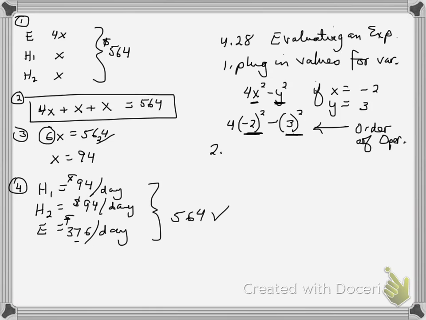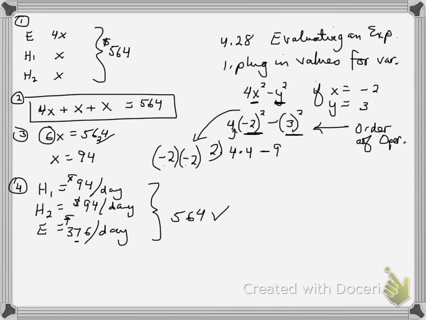Now watch how I think. This says 4, and because it's right next to a parenthesis, this means multiply. So I'm going to say 4 times -2 squared. Well, a negative times a negative. Now notice what that is. I'm not going to write it out every time, but -2 times -2. A negative times a negative is a positive, and 2 times 2 is 4. Minus 3 times 3 is 9.